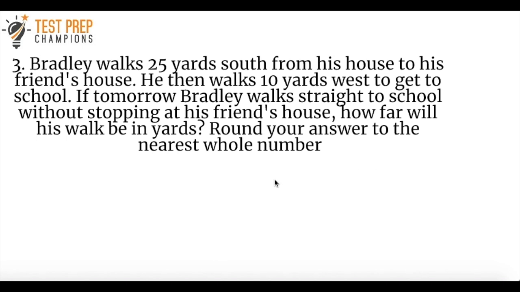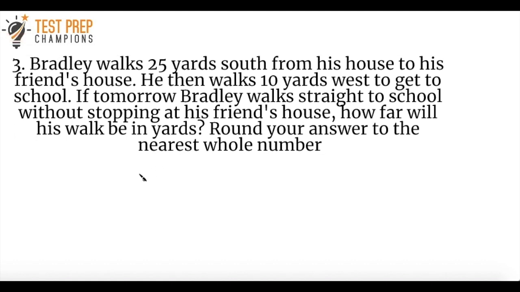Okay, question 3. Bradley walks 25 yards south from his house to his friend's house. He then walks 10 yards west to get to school. If tomorrow Bradley walks straight to school without stopping at his friend's house, how far will his walk be in yards? Round your answer to the nearest whole number. So pause the video and try this problem out.